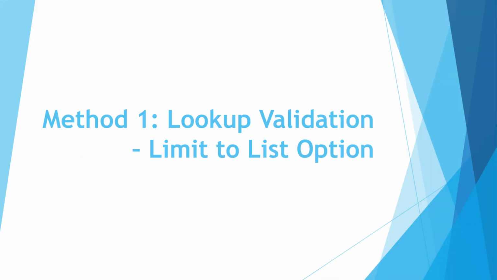So in the next section of the video we are going to cover method 1, lookup validation limit to list option. This is a very straightforward process, and it literally involves one combo box in the properties of the lookup tab on any given value. So we'll have a look at that now.